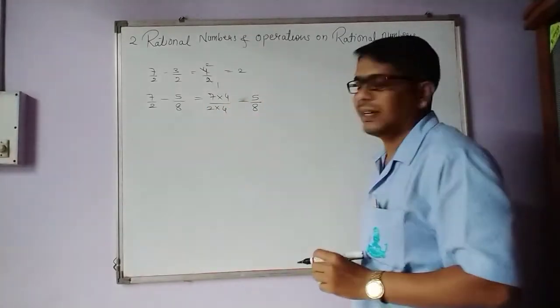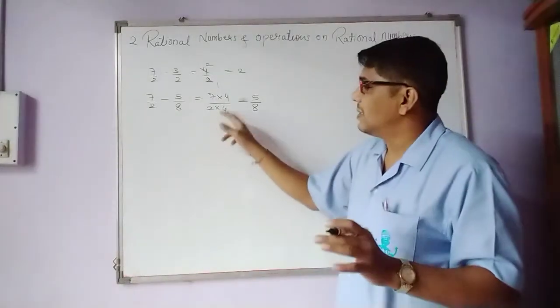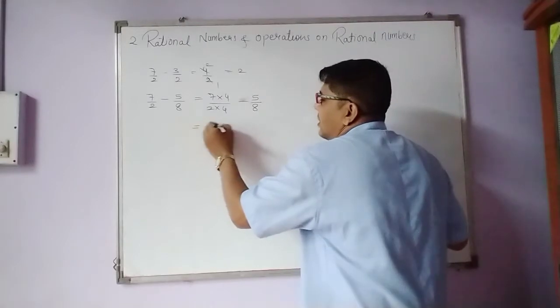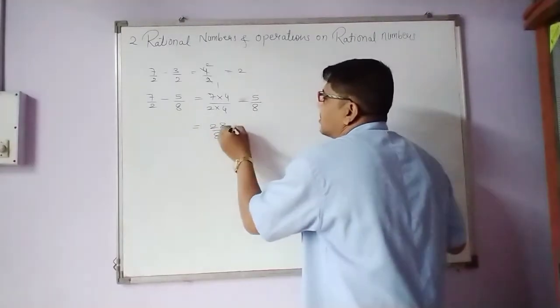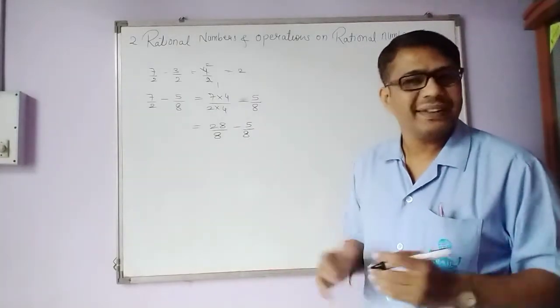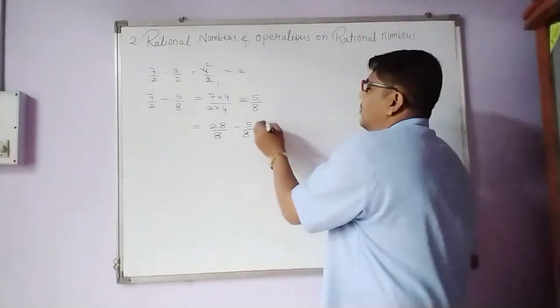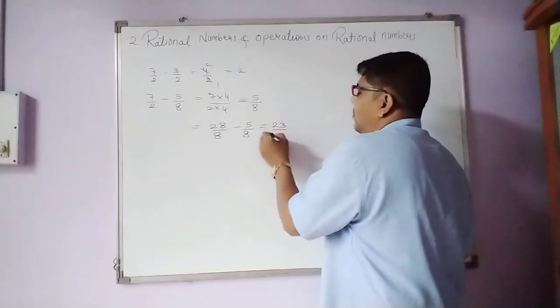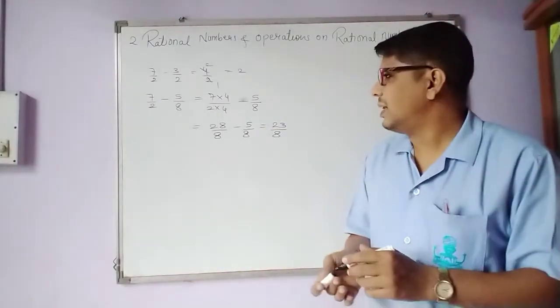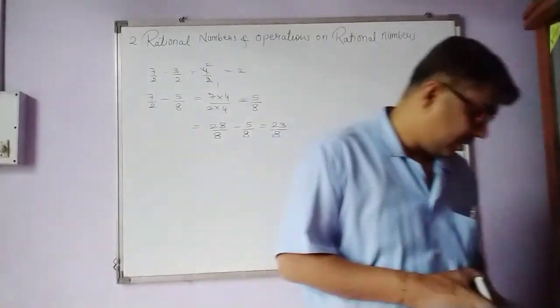Don't do anything there because we are taking the multiple. So 7 4s are 28, 4 2s are 8, minus 5 upon 8. Simple. Now 28 minus 5 is 23 upon 8. Is it reducible? No. Right? So that is what the expected answer is.